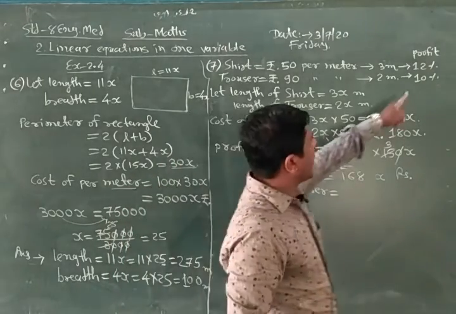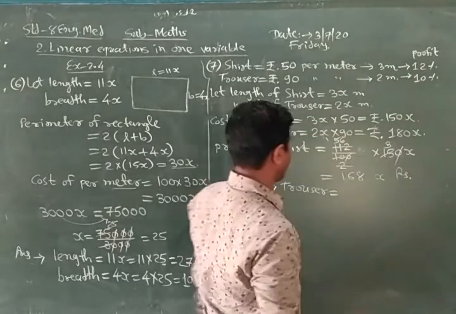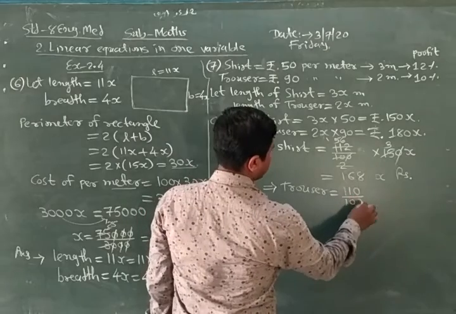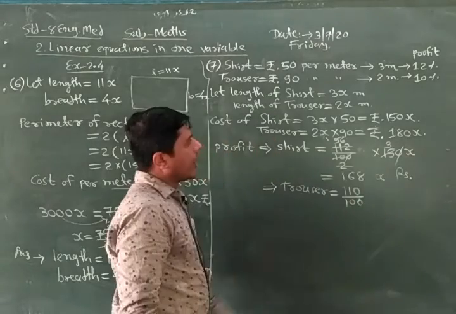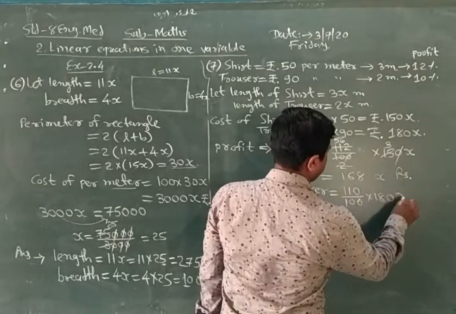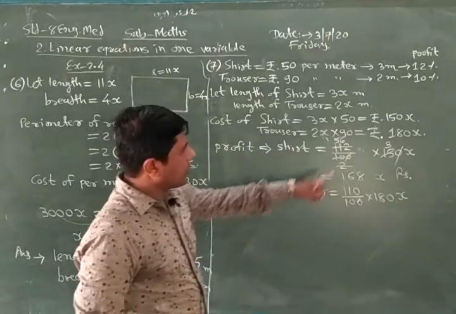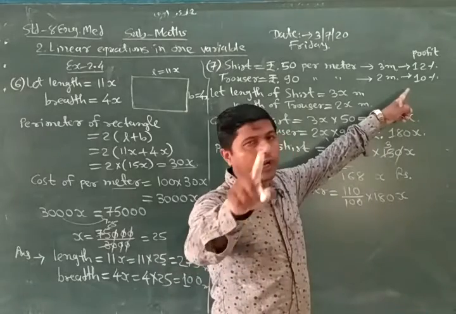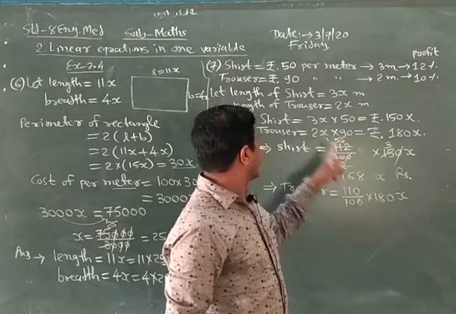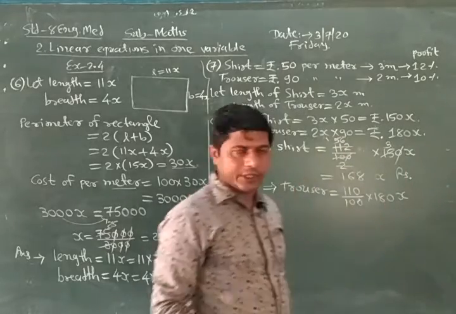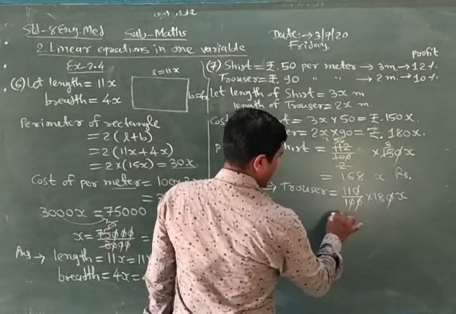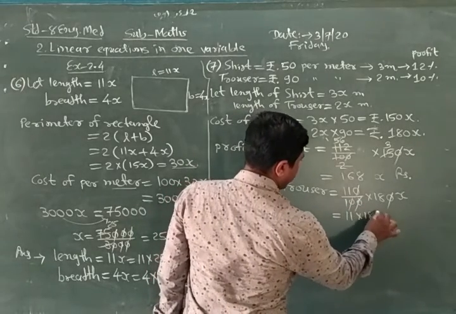Trouser here 10%. So 10% means 110 and total 100. And also the trouser rupees 180x. First profit, so 100 plus 10, so 110, and percentage, so divide by 100, and here the cost of the trouser is 180. Now cut here 0 0 0 0, so 11 into 18x.